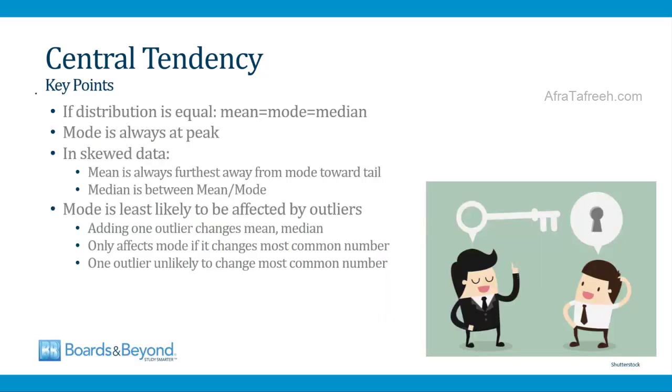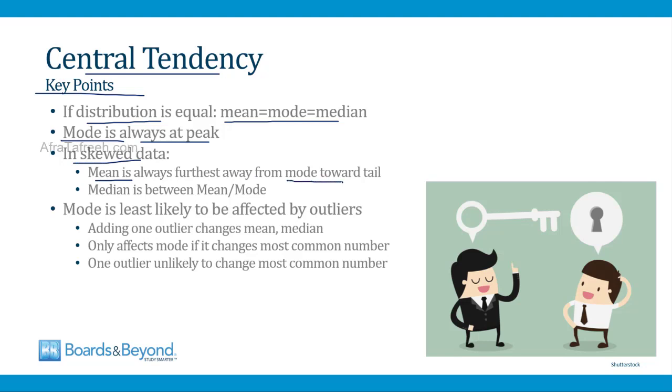So on this slide I've summarized the key points about central tendency. They sometimes ask you about this on your board exams. If the distribution is equal, then the mean, mode, and median are all equal to one another. The mode is easy to find. It's always the peak of the data set when shown in a graph. And when you have skewed data, the mean is always furthest away from the mode towards the tail, and the median is in between the mean and the mode, just like I showed you on the last slide.